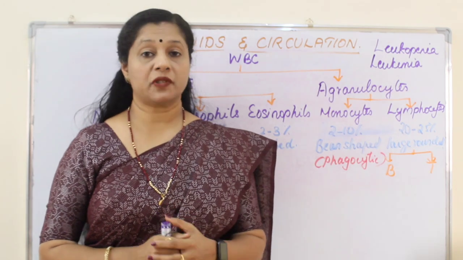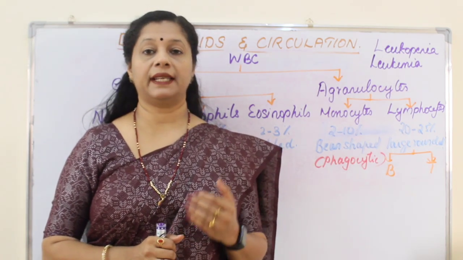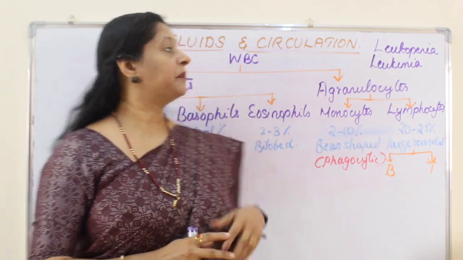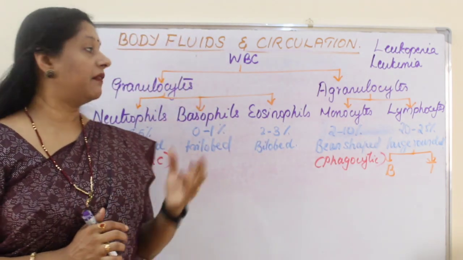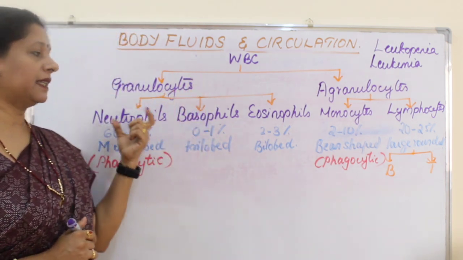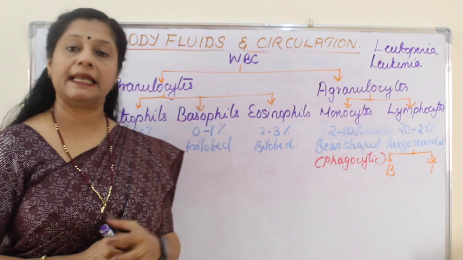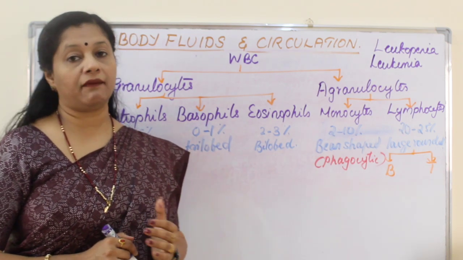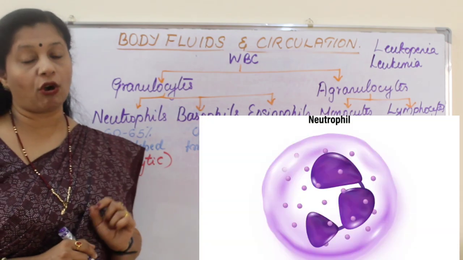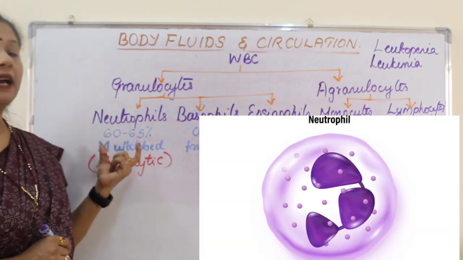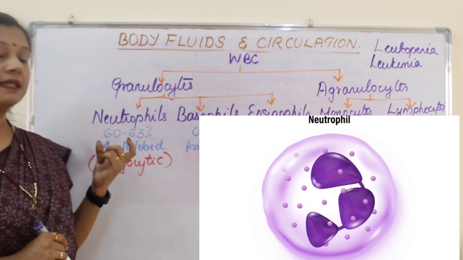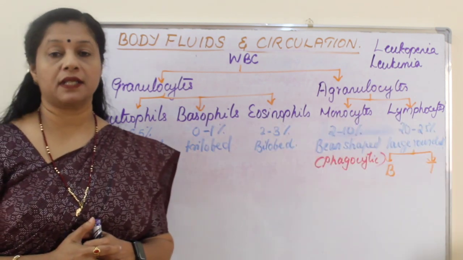When we talk about the types of WBC or leukocytes, I told you they are colorless because they don't have hemoglobin, but they have a nucleus. WBC are mainly classified into agranulocytes and granulocytes. Granulocytes again are of three types, neutrophils, basophils and eosinophils. The most abundant white blood cells are neutrophils, which constitute 60 to 65% of the leukocytes, and they have a multi-lobed nucleus. They are mainly concerned with the phagocytic response.